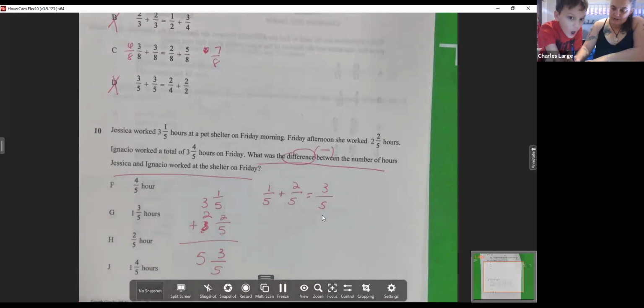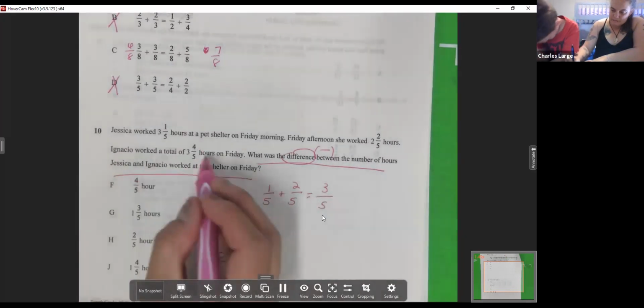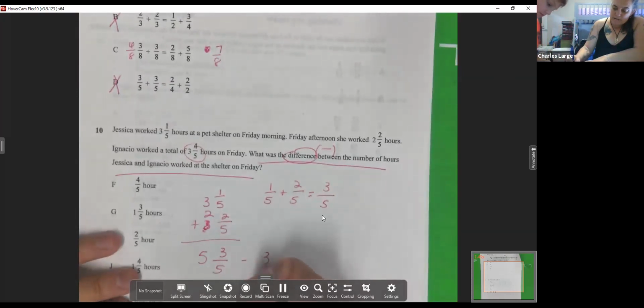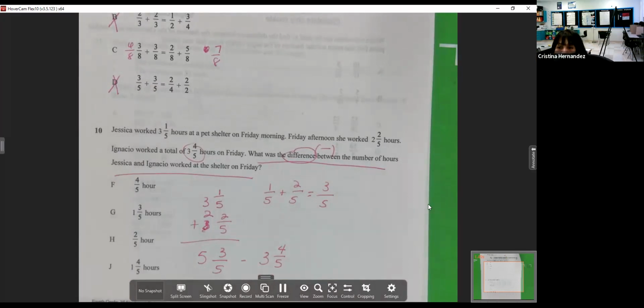What are we gonna do now? Take 5 and 3/5 and subtract it from 3 4/5. Okay, what's 5 minus 3? But before we start here, I guess we could draw the picture if y'all wanted to.